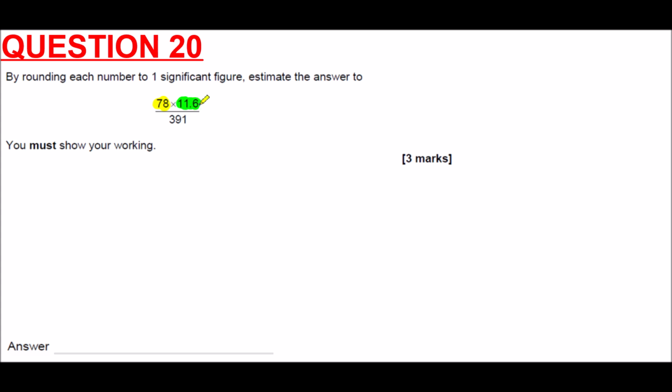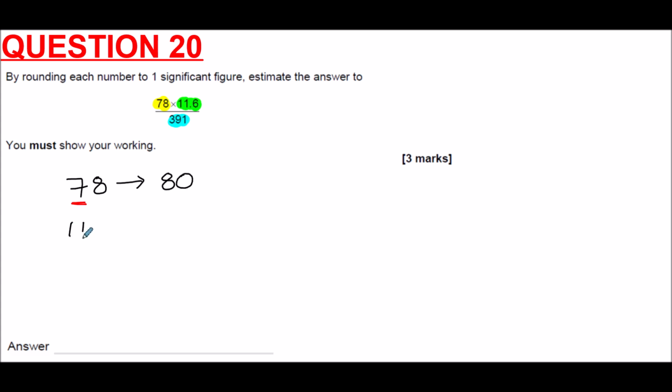So you've got 78, 11.6 and 391. So if we round 78 to one significant figure, the first non-zero number is obviously the 7, and so we need to round that 7. Next to it is an 8, and so that 7 is going to round up to 8, so the number is going to round up to 80.